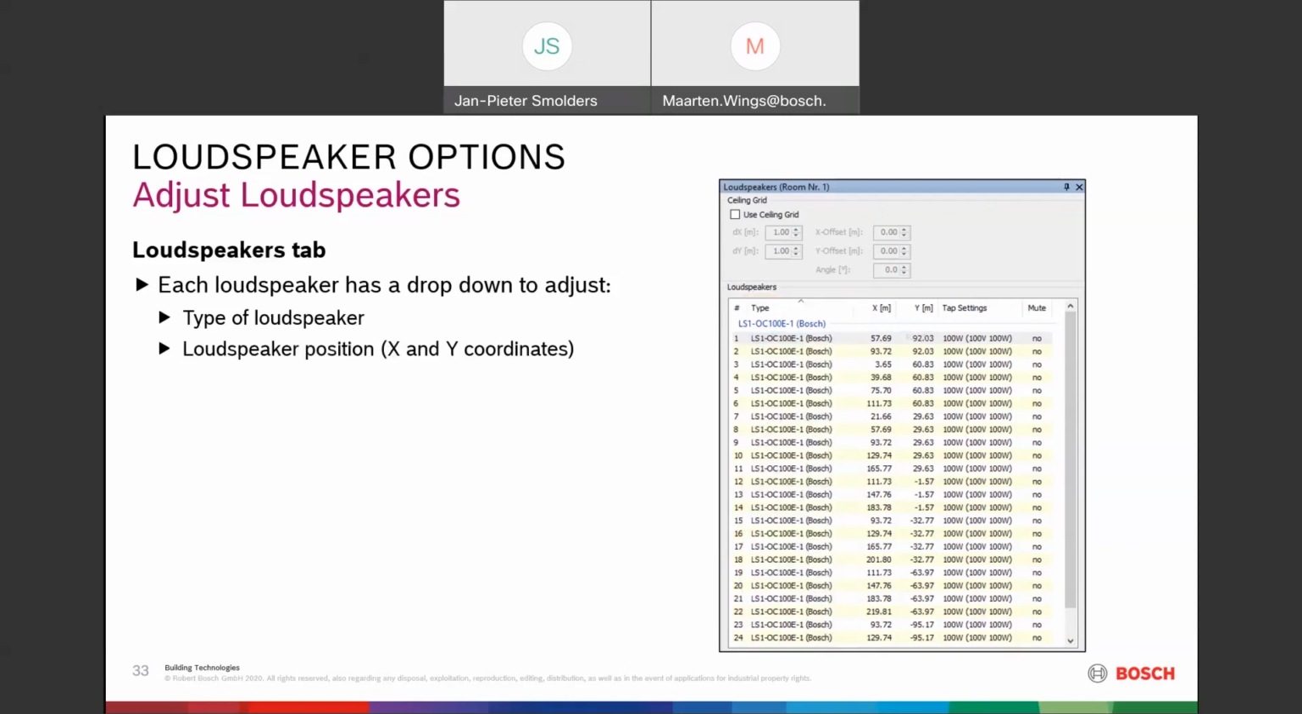Next to it, you can also change the coordinates where this loudspeaker should be positioned. The tab settings of that loudspeaker, you can also change individually here. And you can also mute it. If you select mute, that loudspeaker will be taken out of the sound pressure level distribution. So it will give you no result. It's zero, no sound pressure level. It's not calculated at all.